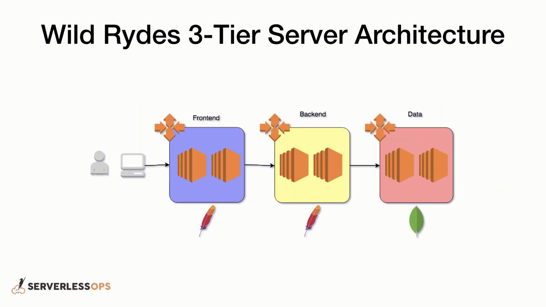Contrast that with what the application might look like running as host on EC2. Here we have EC2 instances in autoscaling groups. Both the backend and front-end instances are running a web server, such as Apache or Nginx. The data layer is host instances running MongoDB.